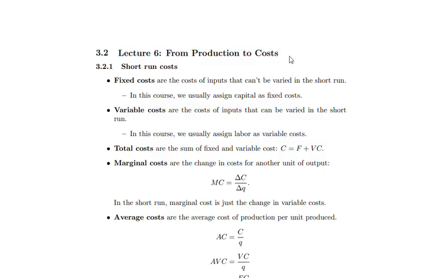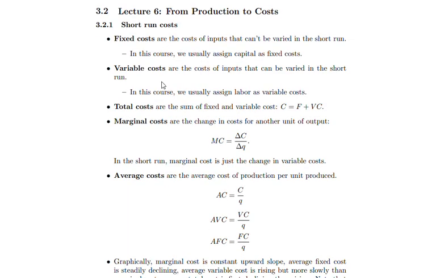Okay, the next part is costs. Like I already said, fixed costs are the costs of inputs that can't be varied in the short run. In this course, we usually assign capital as fixed cost. We also have variable costs, which are the costs of inputs that can be varied in the short run. In this course, we usually assign labor as variable cost.